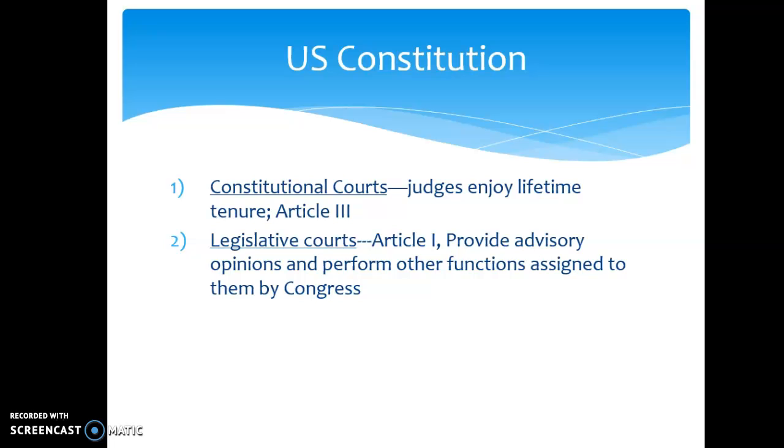Thinking about the US Constitution, we have constitutional courts. Judges enjoy lifetime tenure, which means they cannot be removed through political pressure or acts of Congress, but they can vacate office upon retiring or upon a process through the Judicial Service Commission, which would hold them in contempt of their office. They have lifetime tenure.